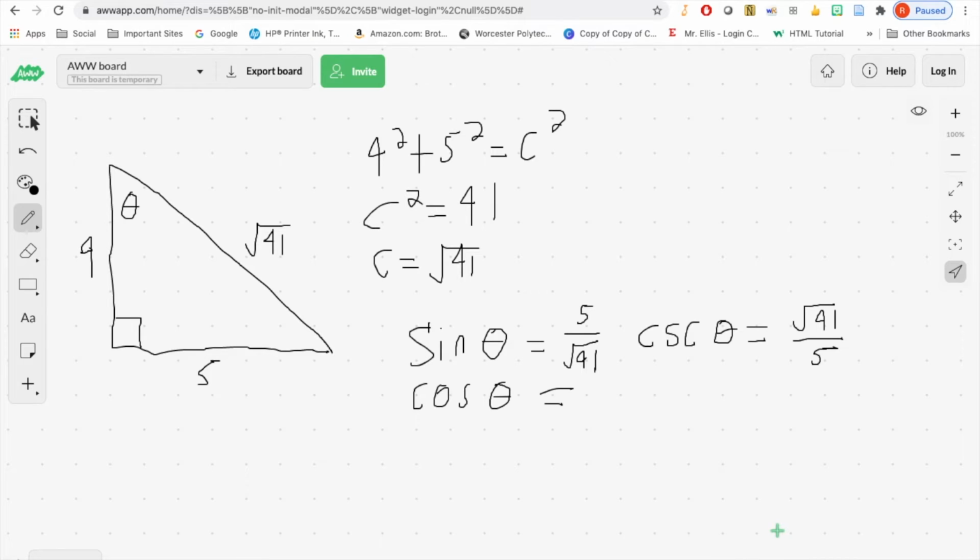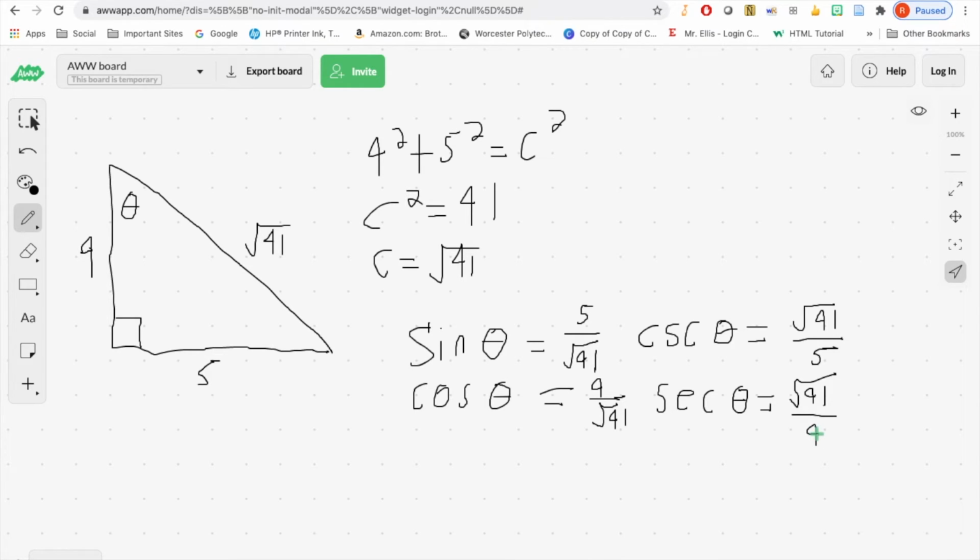SOHCAHTOA. The cosine is going to be adjacent over hypotenuse. Adjacent to theta is 4. The hypotenuse is the square root of 41. And that gives us 4 over root 41. Very similar to cosecant. What is the reciprocal function for cosine? If you said secant, or sec theta, then you would be absolutely correct. And this brings us down to our final 2 functions here. And this is a reciprocal, meaning that it is simply the square root of 41 over 4.